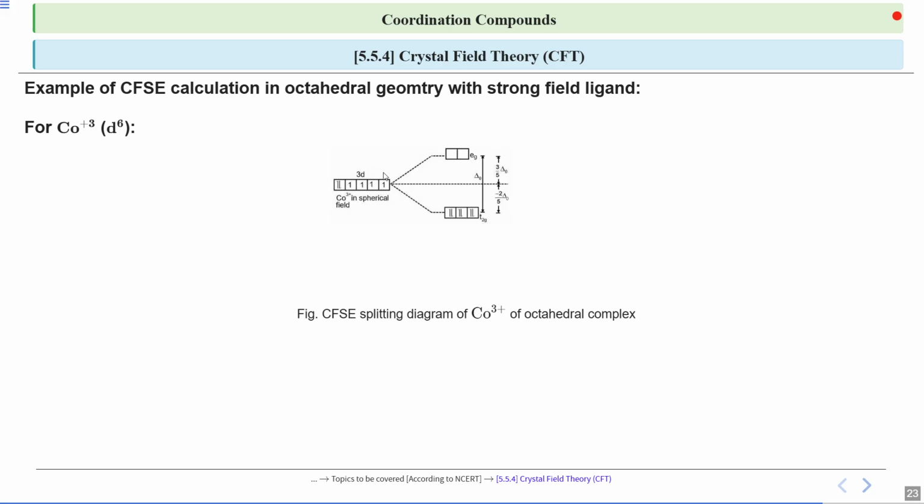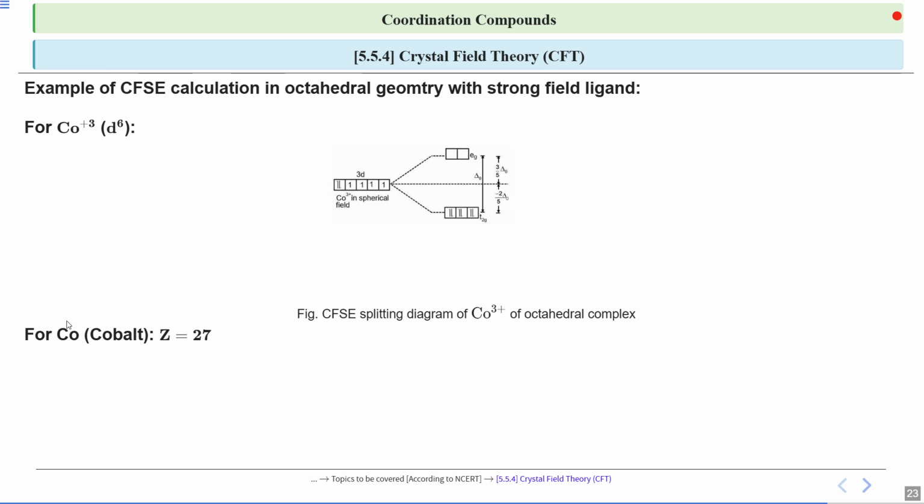Now it is going to split into two energy levels, eg and t2g, higher energy and lower energy. The energy difference between them is represented by delta naught, where eg raises its energy by 3 by 5 delta naught, and t2g lowers its energy by minus 2 by 5 delta naught. So this figure represents the crystal field splitting diagram of Co3+ in an octahedral complex.